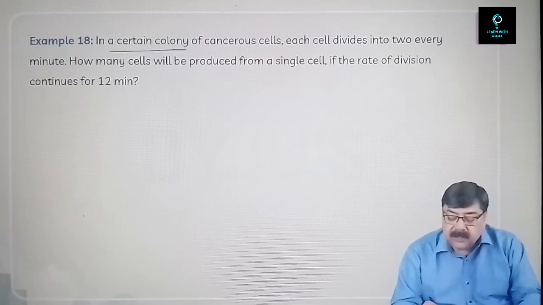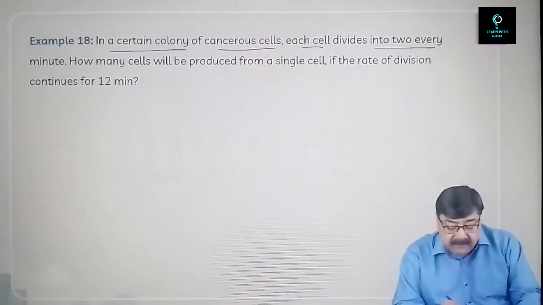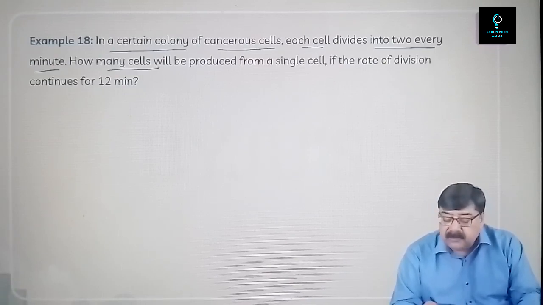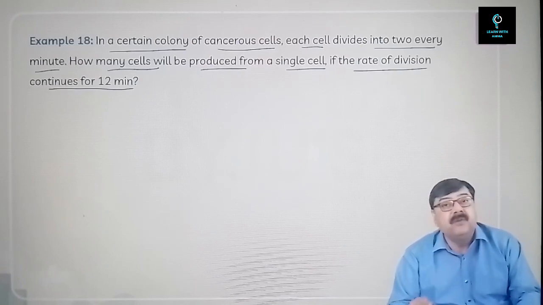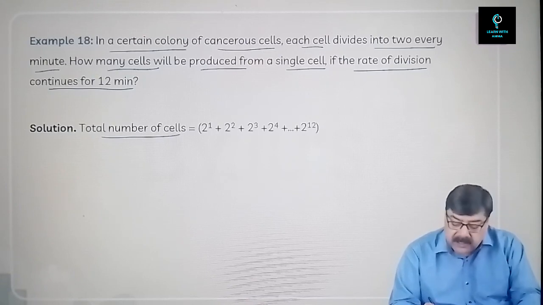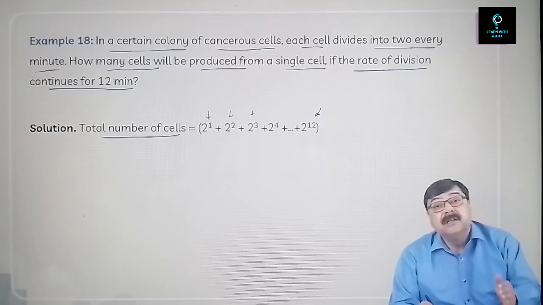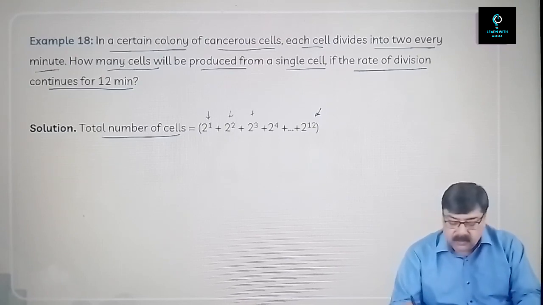Now in a certain colony of cancerous cells, each cell divides into 2 every minute. How many cells will be produced from a single cell if the rate of division continues for 12 minutes? So the total number of cells here are 2 raised to 1, 2 raised to 2, 2 raised to 3 and so on till 2 raised to 12. So in 1 minute, 2 cells. In the second minute, 2 into 2, that is 4. In the third minute, 4 into 2, that is 8 and so on.